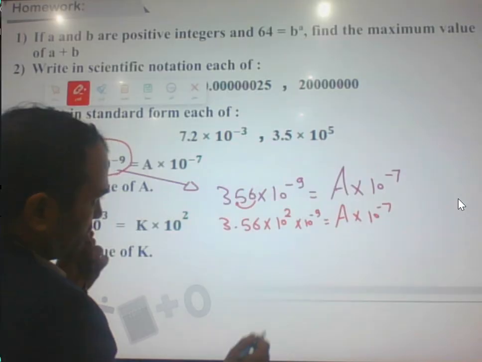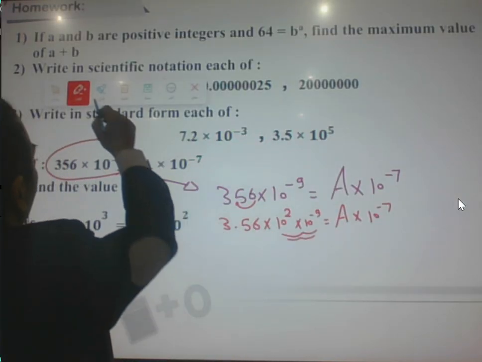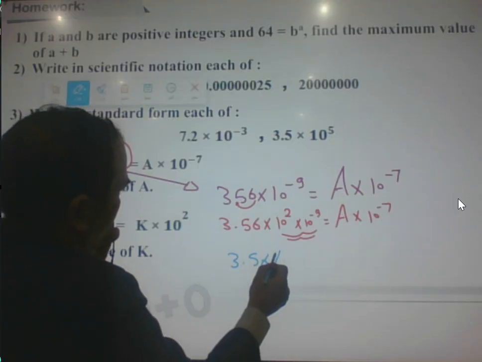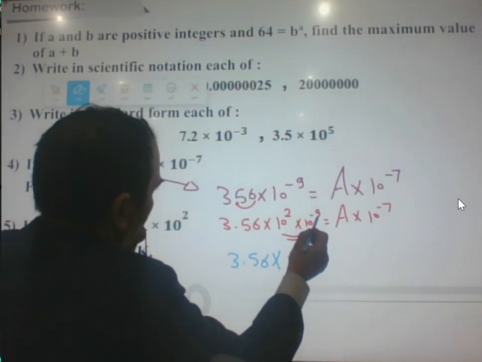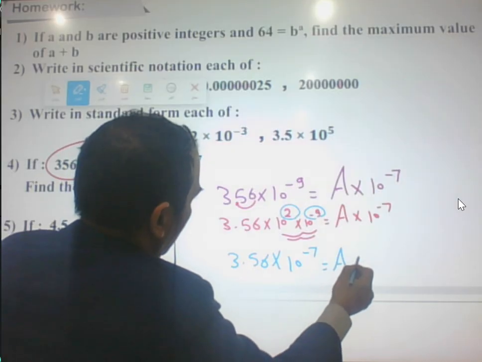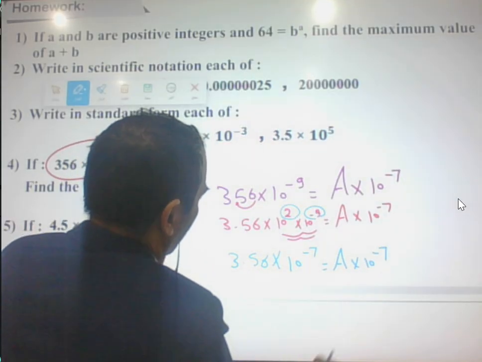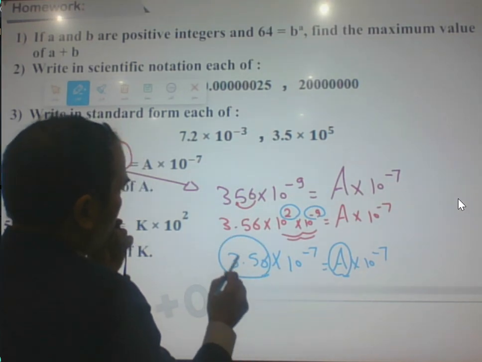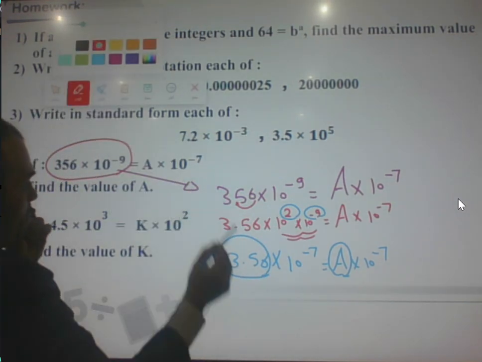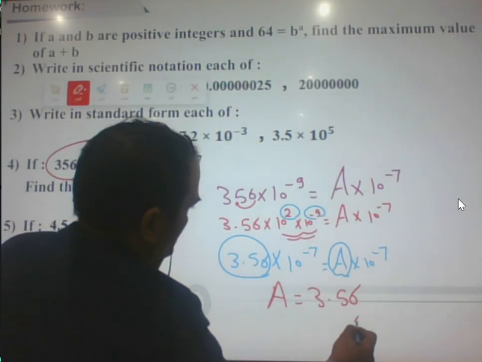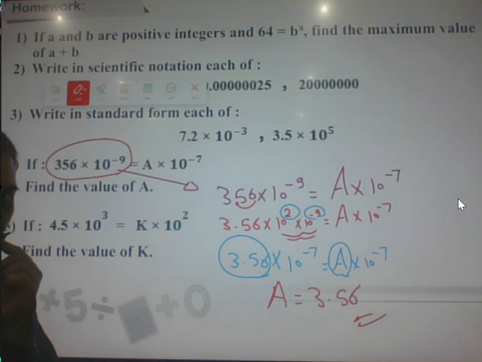Okay, you can simplify here. You can simplify this, right? 3.56 product by 10 power 2 plus negative 9, we can add the 2 powers, it will be negative 7. They are equivalent to A product by 10 power negative 7. Comparing here, A will be equal to the value here. This is the value of A, it will be equal to 3.56. Okay, it's the answer to this question.